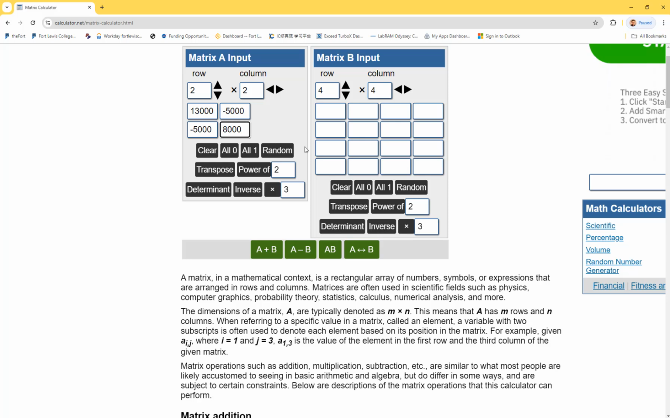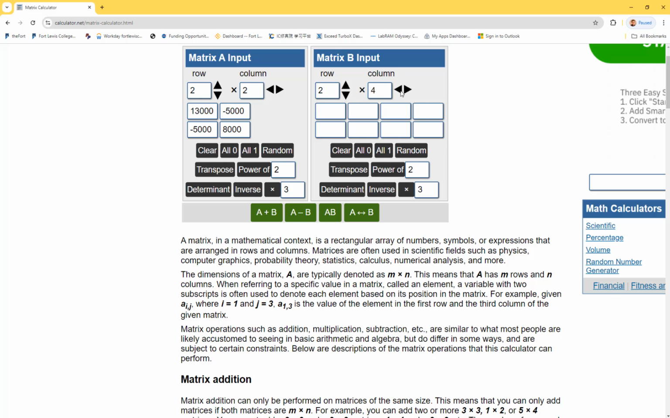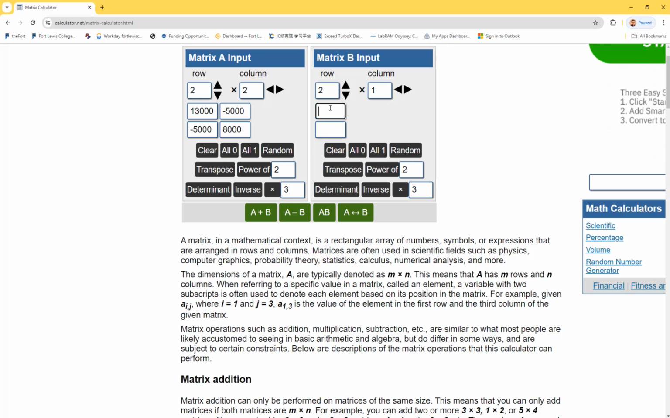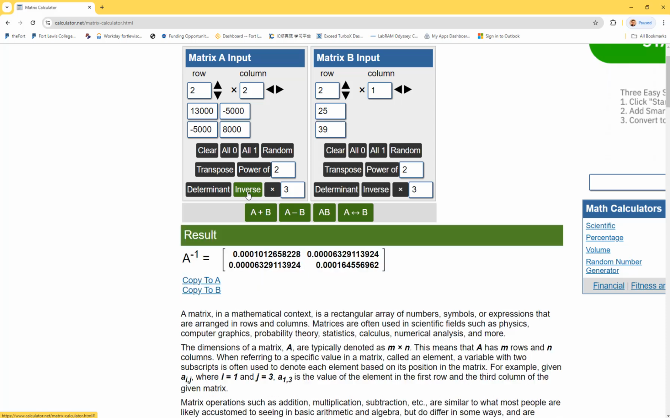Matrix A inverse times matrix B. So matrix B is 2 by 1. It's 2 rows and 1 column, which is 25 and 39. Okay? So we have to do the inverse of matrix A first. You don't need to calculate it by hand. I just use the calculator, okay? And copy to A, so it's going to replace everything here.